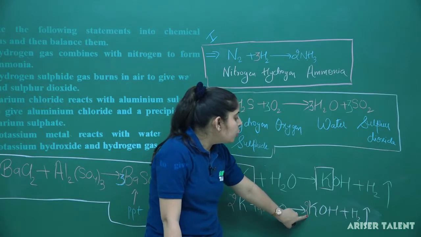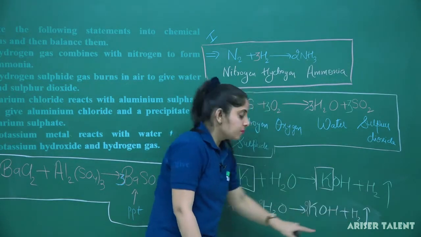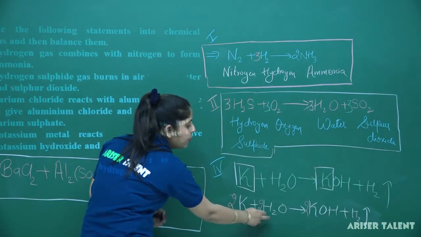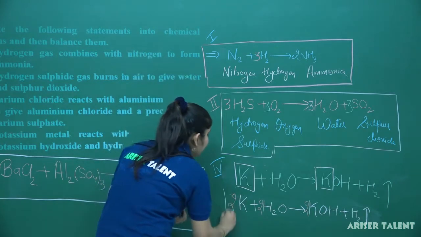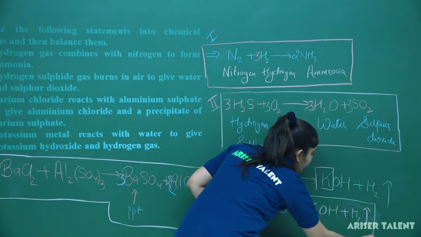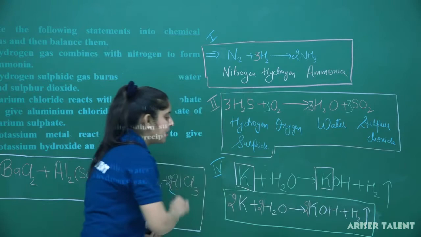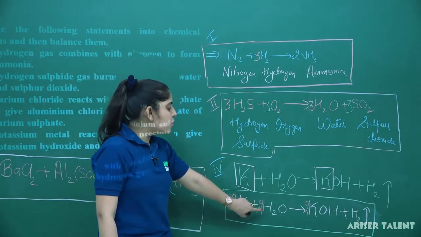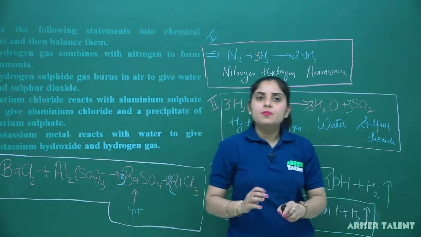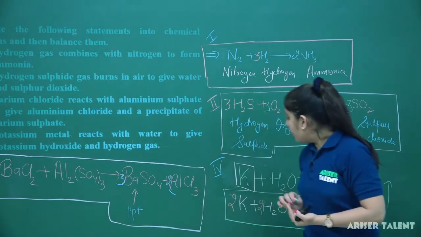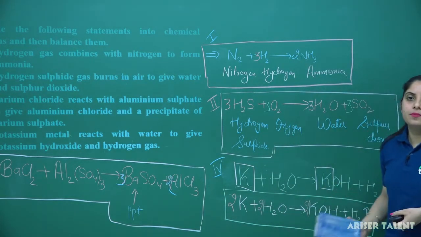Hydrogen: 2 into 2 plus 2, 4, and here hydrogen is 2 into 2, 4. So we can say that this equation is a completely balanced equation for the above case, that is 2K plus 2H2O gives 2KOH plus H2 gas. If you want to copy it, please copy it from here.